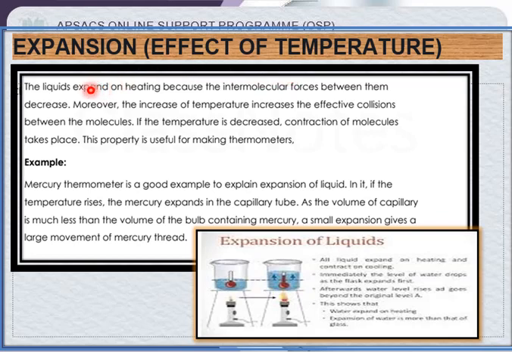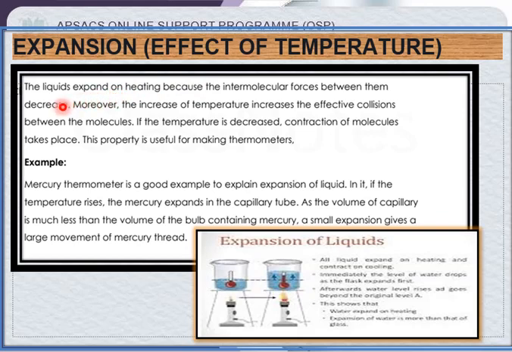If the temperature is decreased, contraction of molecules takes place. This property is useful for making thermometers. In thermometers, when you have a fever, the liquid expands, and when you do not have a fever, the liquid contracts. For example, a mercury thermometer is a good example to explain expansion of a liquid. In it, if the temperature rises, the mercury expands in the capillary tube.